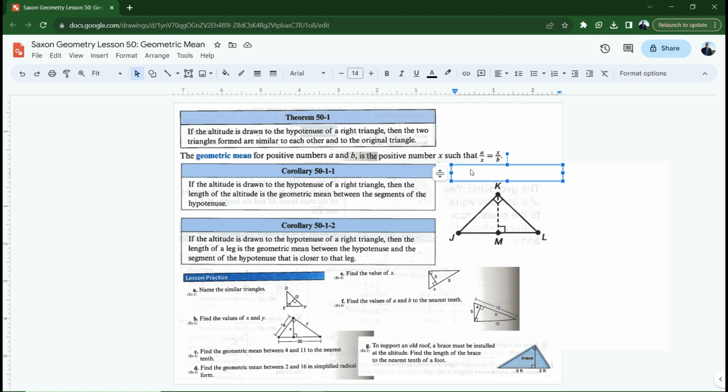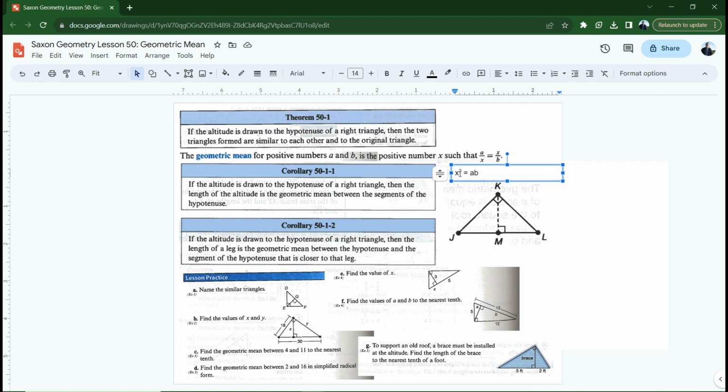And I'm going to write that in a fancier way. We're just going to cross multiply. So another way to write the geometric mean is that x squared equals ab. We could also say that x, the geometric mean, equals the square root of a times b. The trick is sometimes just figuring out what a and b are. Sometimes we're going to be given the geometric mean, and either a or b, and we're going to have to figure out the other one.